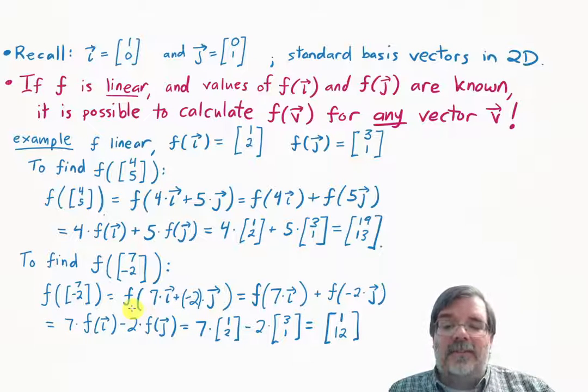Using the fact that f is a linear function, we can separate over addition. So we have f of 7i plus f of -2j. Then again, using the fact that f is linear, it's so useful, we can factor out the 7, we can factor out the -2. So we know this is 7 times f of i minus 2 times f of j. And now we know the value of f of i, so we can put (1, 2) down here. We know the value of f of j, so we can put (3, 1) down here. And when we calculate this through, we find that the final value for this problem is the vector (1, 12).